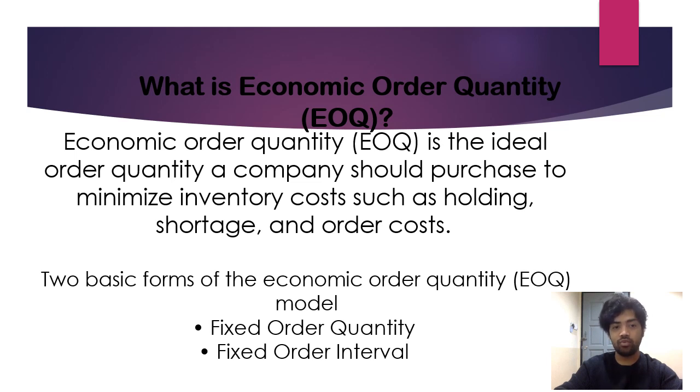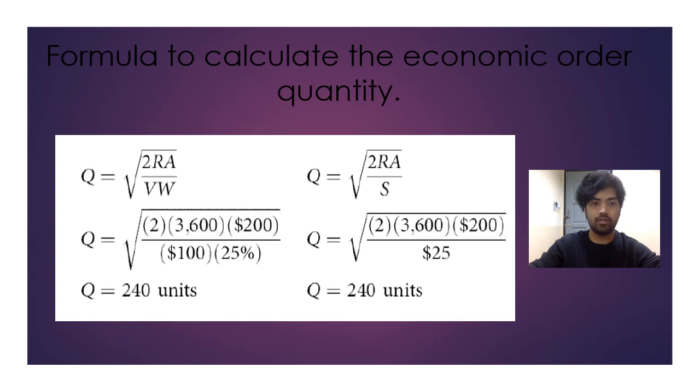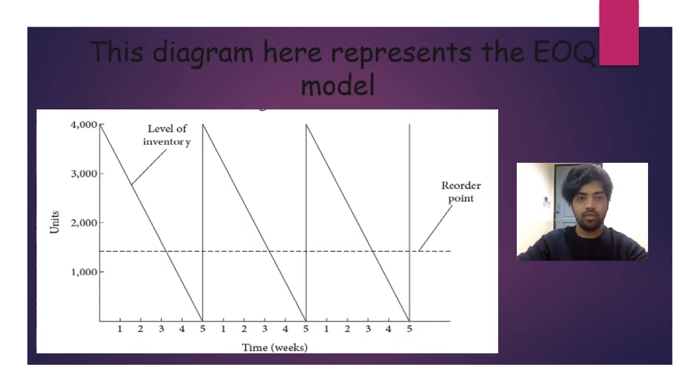Here, there are two basic forms of economic order quantity model. The first is fixed order quantity and the second is fixed order interval. On this slide is the formula to calculate economic order quantity. Here we can see a diagram which represents the EOQ model. The diagram shows how the stock behaves.